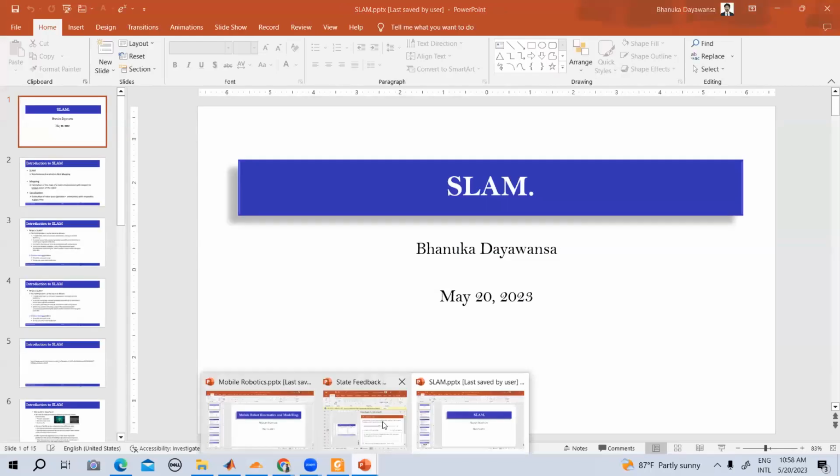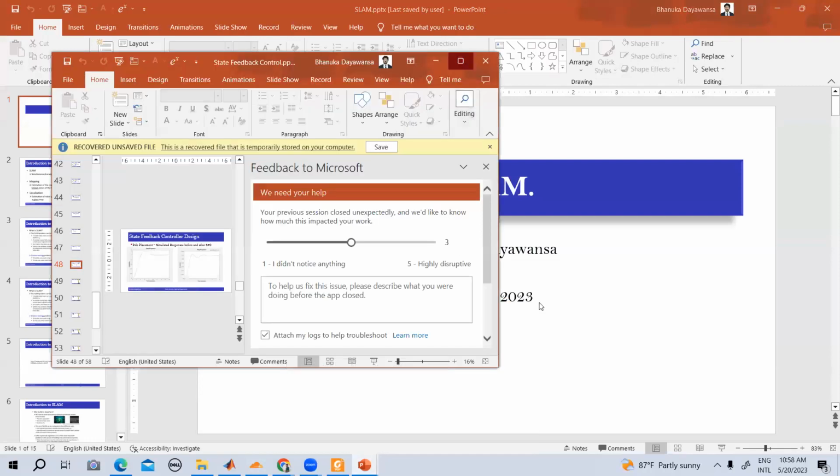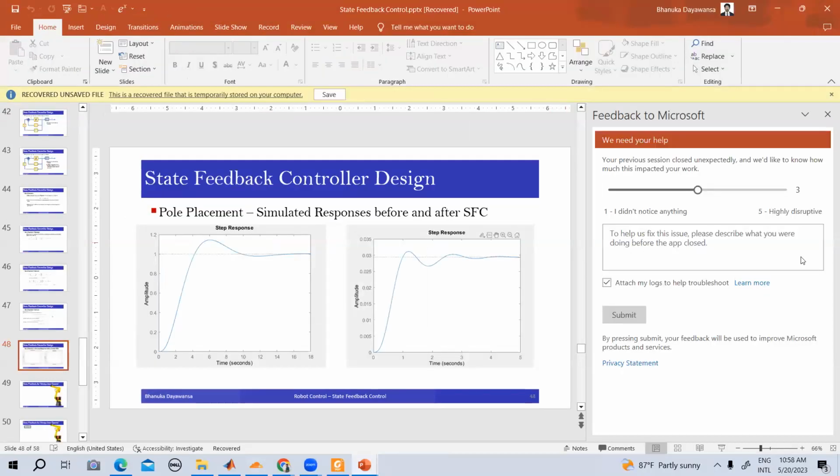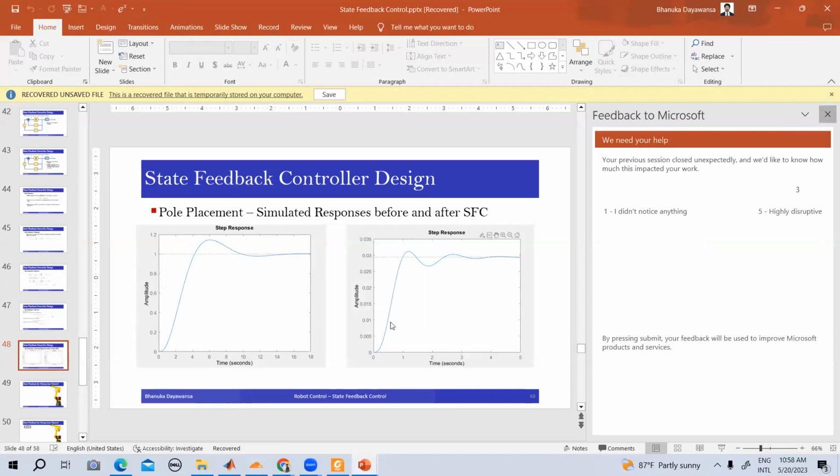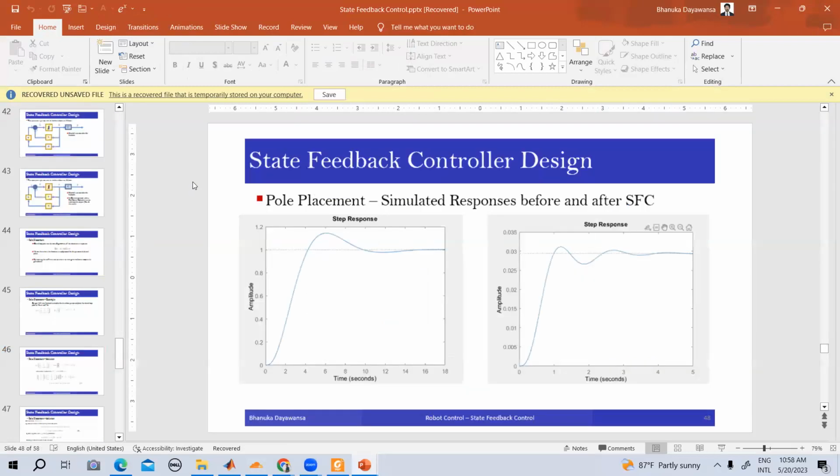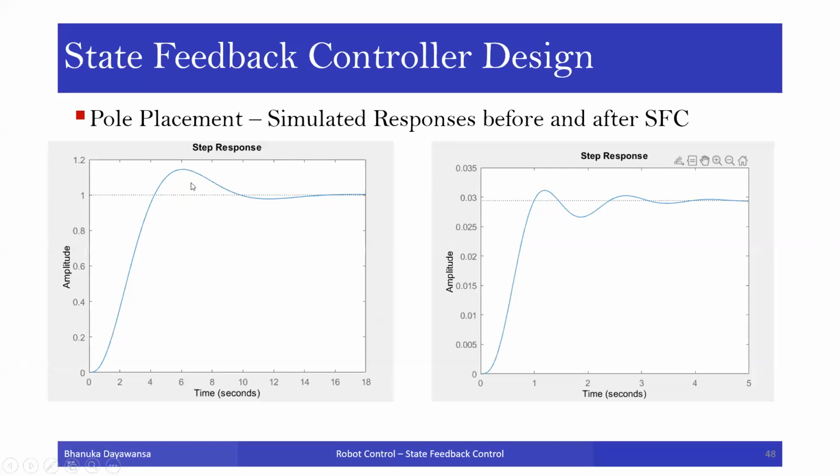State feedback control, you all are clear. So basically, I can show the results. Simply, this is actually the step response initially. This diagram doesn't actually do justice to our design. You can see the peak overshoot here is close to 1.1.